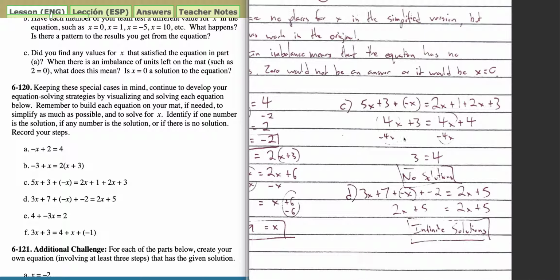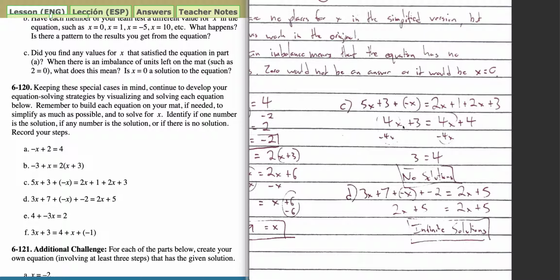C is, this is all very confusing. So first we need to simplify. So on the left-hand side, we've got 5x plus 3 plus negative x. 5x minus an x would be 4x's, and we have 3. So 4x plus 3. Over on the right-hand side, I have 2x and a 2x, so that's 4x's, and I have 1 and a 3, so 4. 4x plus 4.